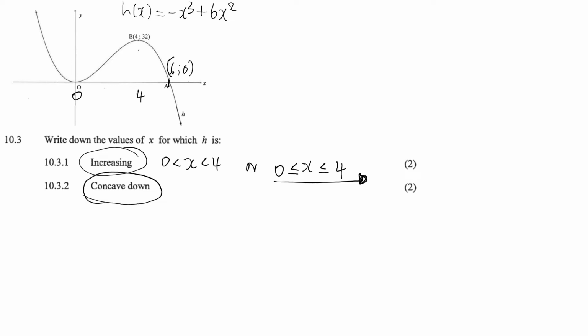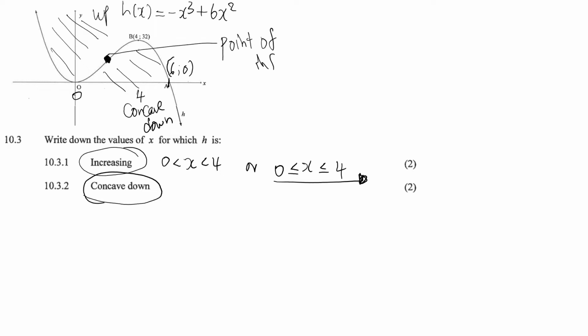Right, for which x is the graph concave down? You can clearly see from the graph that in this portion the graph is concave up, and in this portion the graph is concave what? Concave down. So you know that on your cubic function there's actually a point we call the point of inflection, where the graph changes its concavity, from concave up to concave down, or from concave down to concave up.